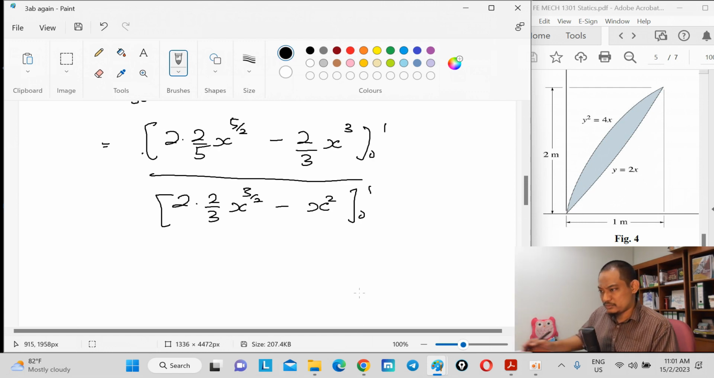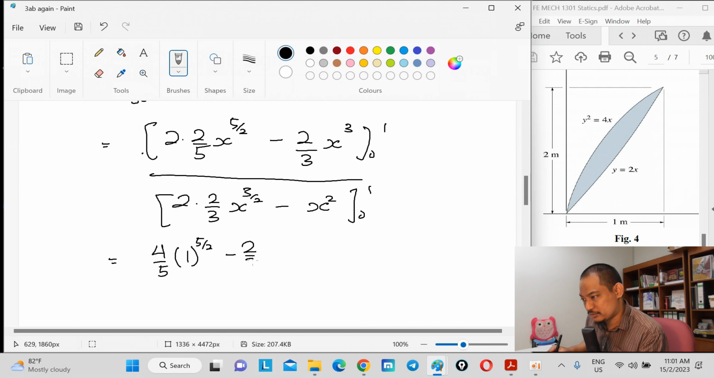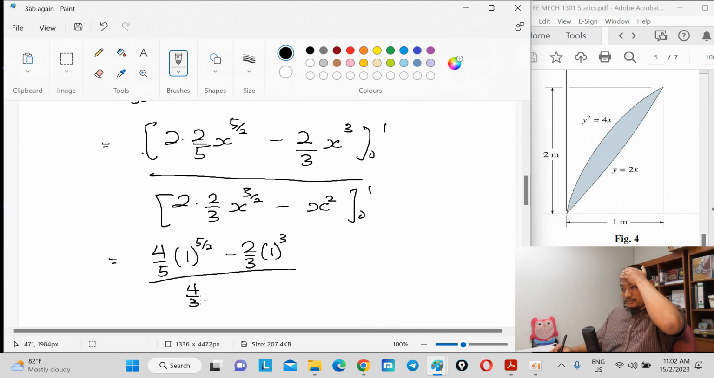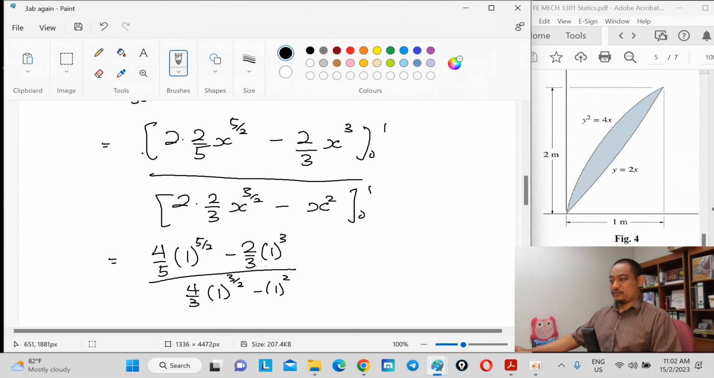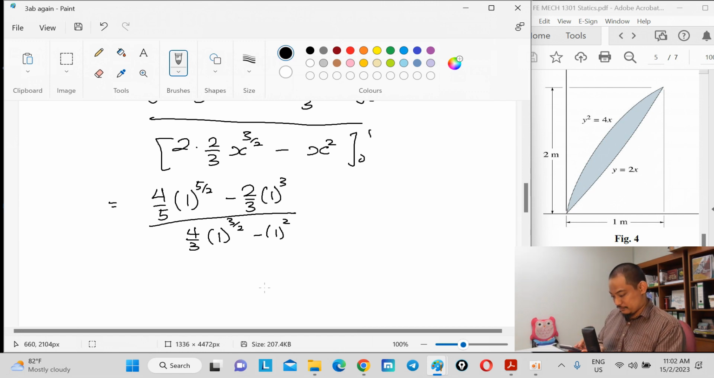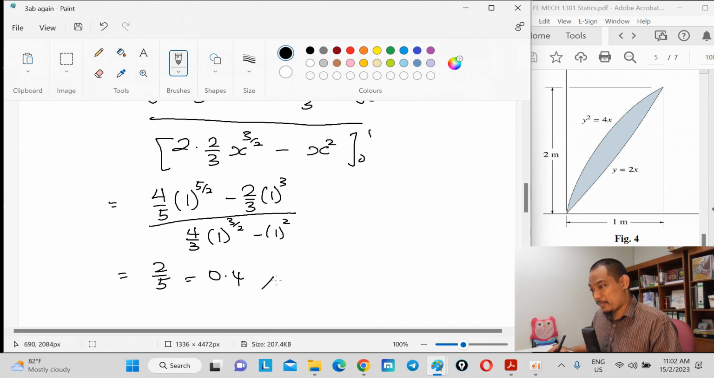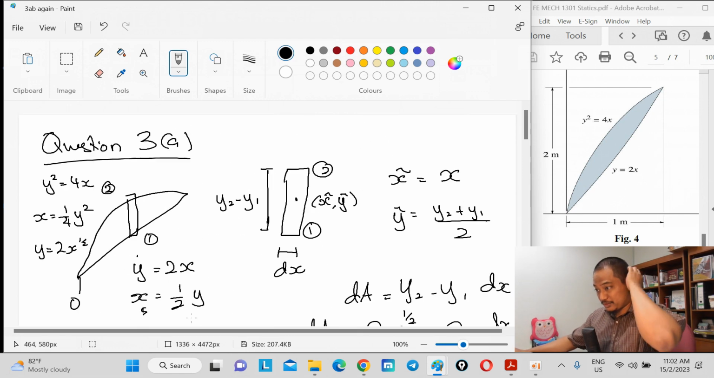Okay, so 4 over 5 times 1 to the power 5 over 2, minus 2 over 3 times 1 to the power 3, over 4 over 3 times 1 to the power 3 over 2, minus 1 squared. So 4 divided by 5 times 1 minus 2 divided by 3, divided by 4 over 3 minus 1. So you get 2 out of 5, which is 0.4. As you can see, it is 0.4, which is the same.